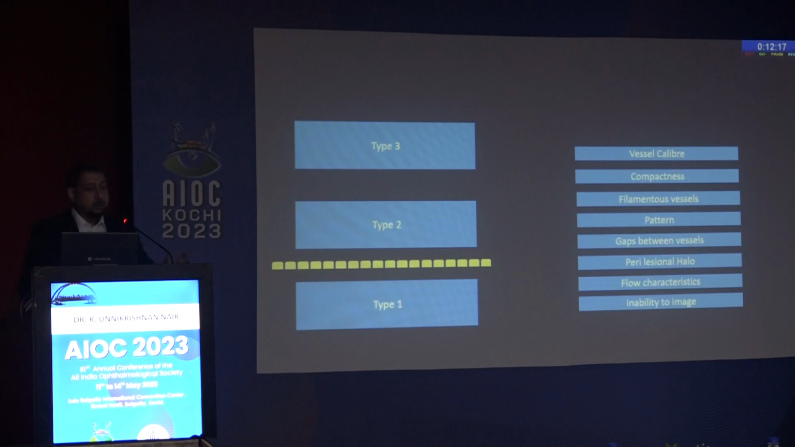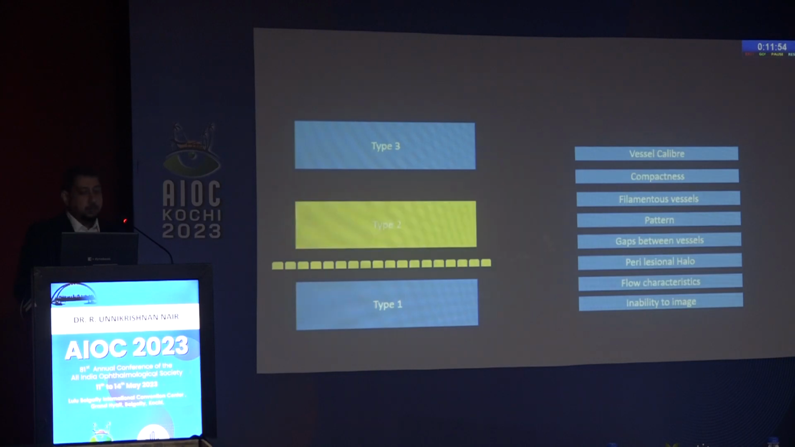So when we go to AMD, I like to write it in the opposite way: type 1, type 2, type 3, and the yellow line is the RPE. It's a very simple way of understanding where the type 1 is, where the type 2 is, and what a type 3 is. And when we look at a lesion, these are the things we look at: caliber of the vessel, compactness, whether it's filamentous or not, the pattern of the vessel, and the gaps between the vessels. We'll go through these in detail later.